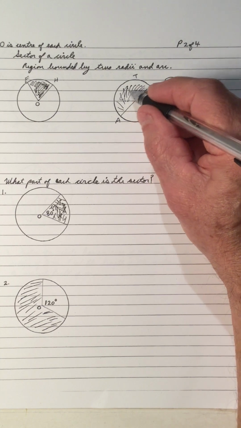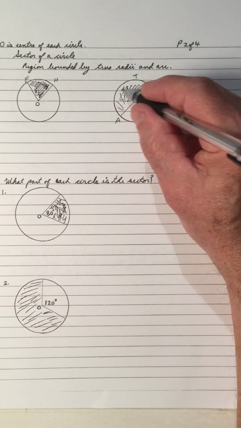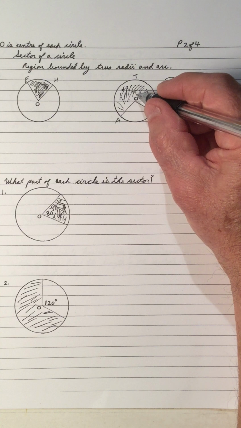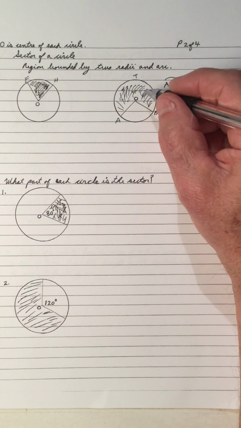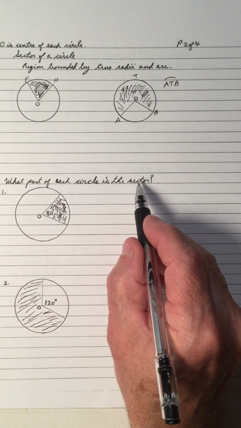So this sector is more than 180, a major arc, but it's still part of the area of the circle. The sector is a part of the area of the circle. So let's do some examples. What part of each circle is the sector?